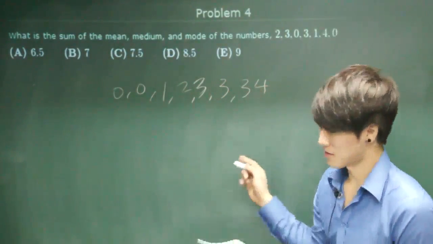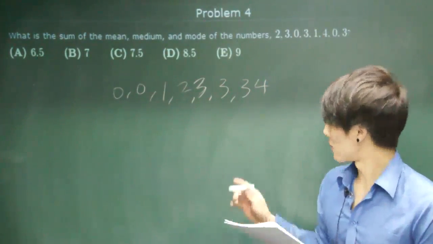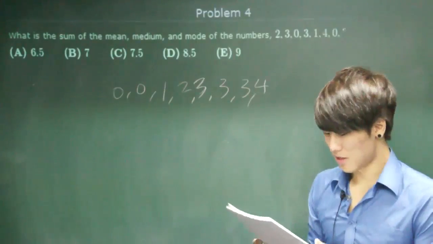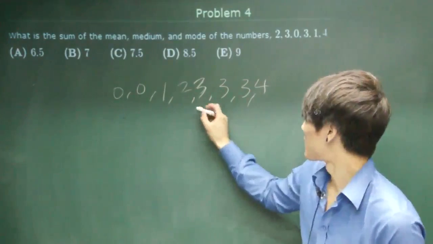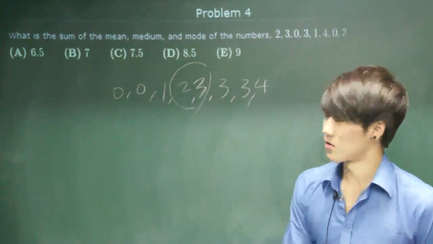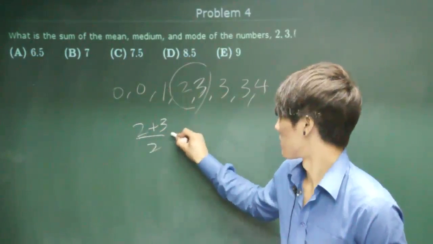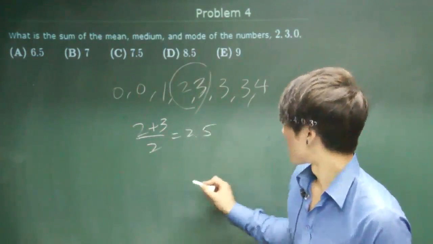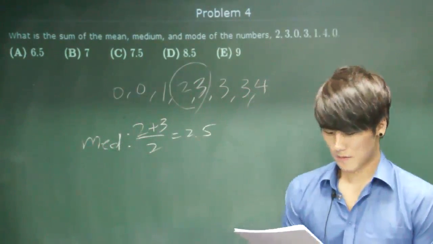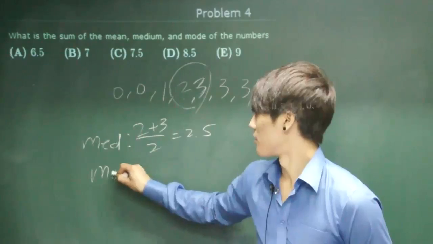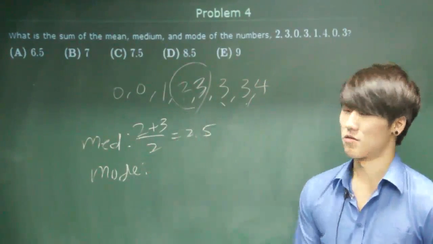0, 0, 1, 2, 3, 3, 3, 4. So those are the 8 numbers. The median: since there are 8, it's even, so you average the middle 2, which gives 2.5. For the mode, the most common one is 3, because you have three 3s.